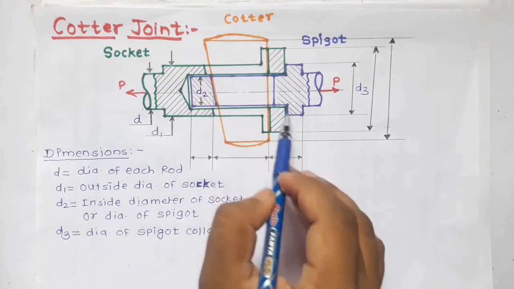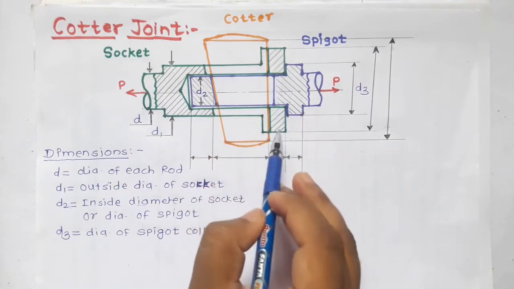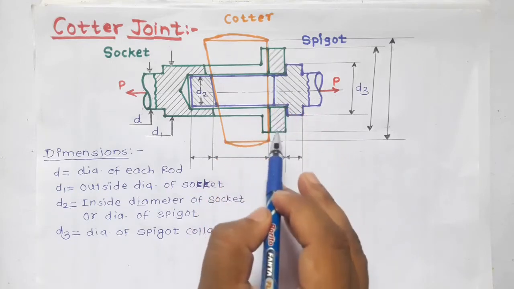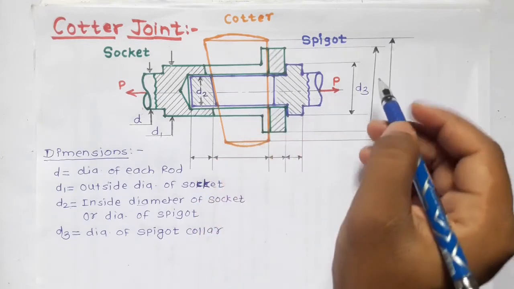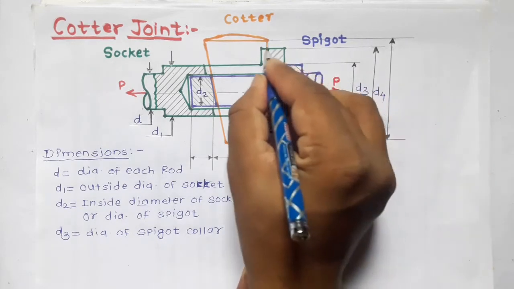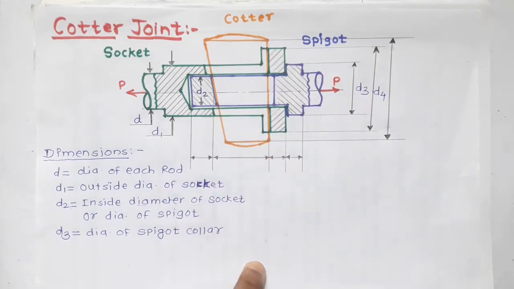Now similar to this spigot, this socket has also collar. So this is a collar of this socket which is shown by this green color, and its diameter is denoted by d4. So d4 is the diameter of this socket collar. So let us write this.